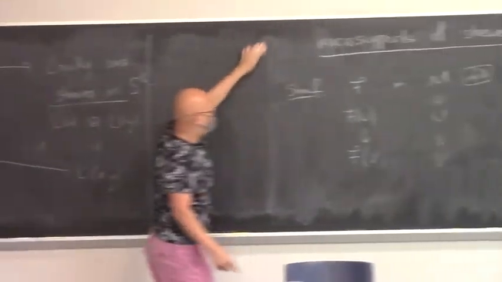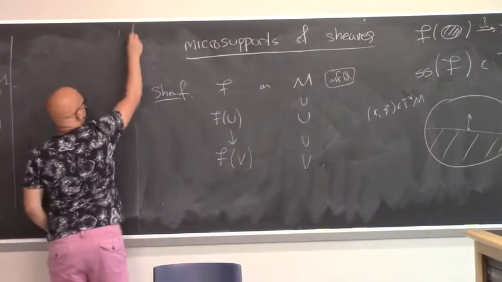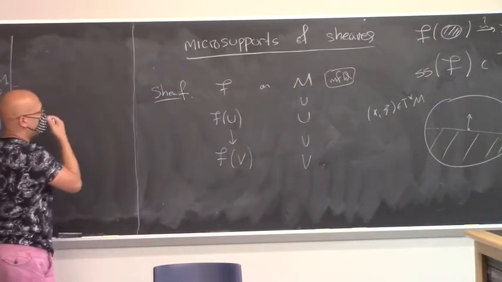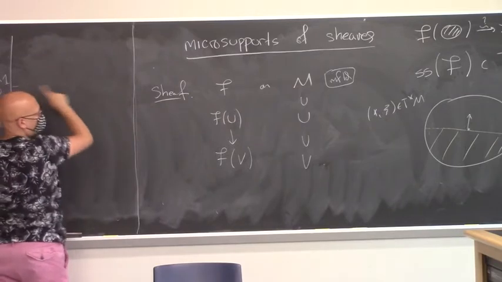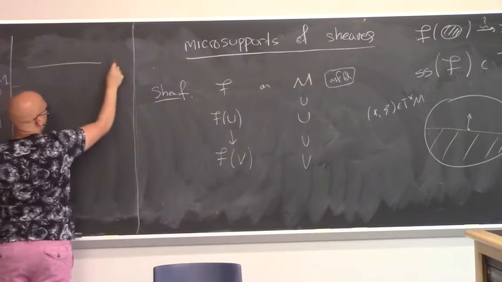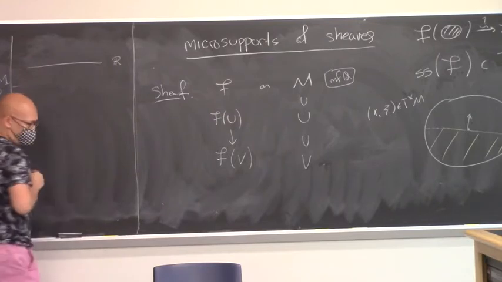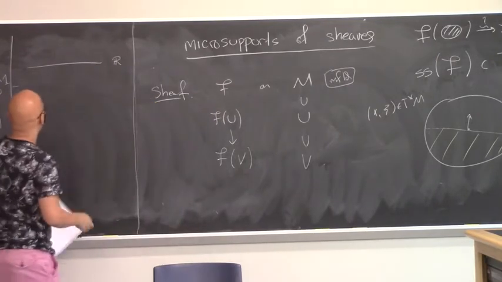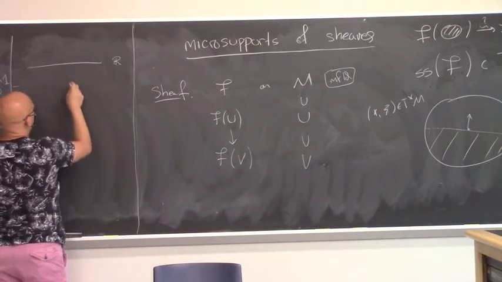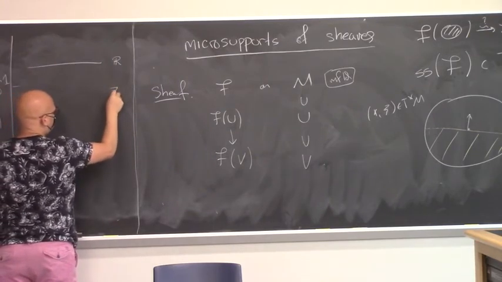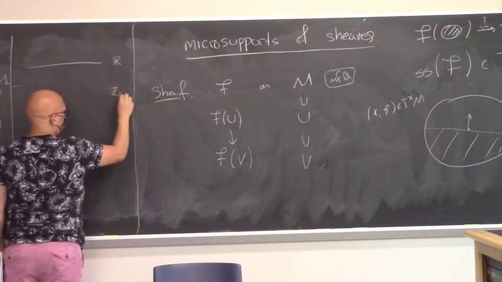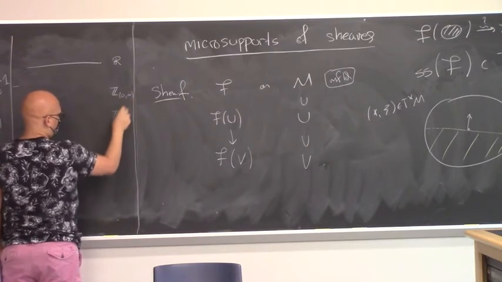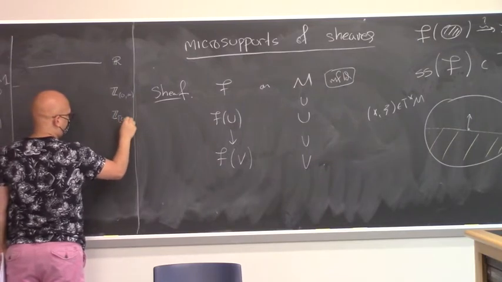Okay, so I want to do some honest examples. The smallest manifold I can make is the real line, and so I'm going to discuss some sheaves on the real line. I'll talk about two of them. I'll take the constant sheaf on the half open interval to infinity, and the open interval to infinity, and the constant sheaf on the half open interval.